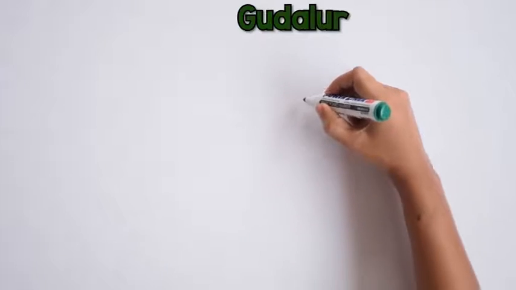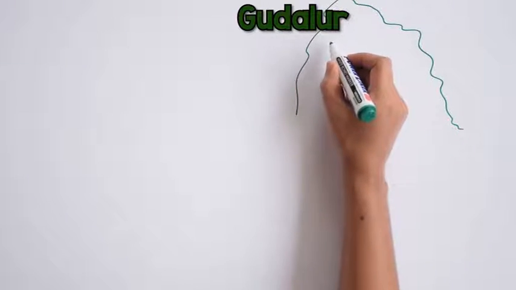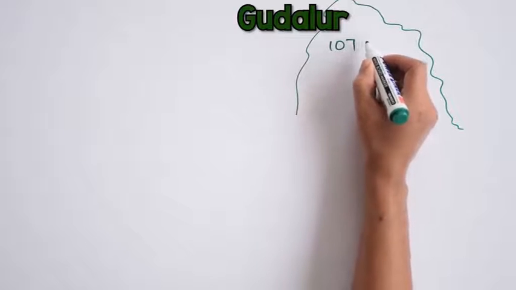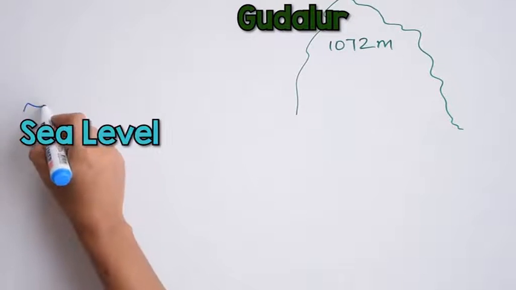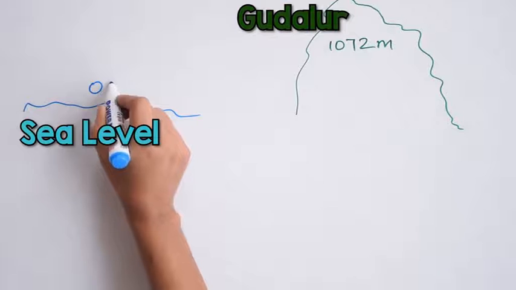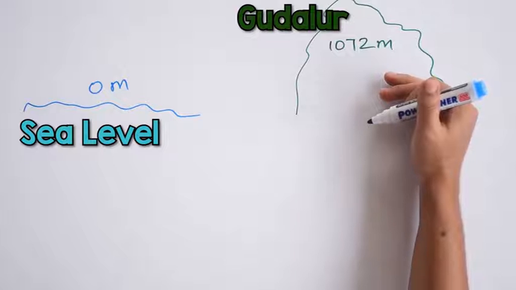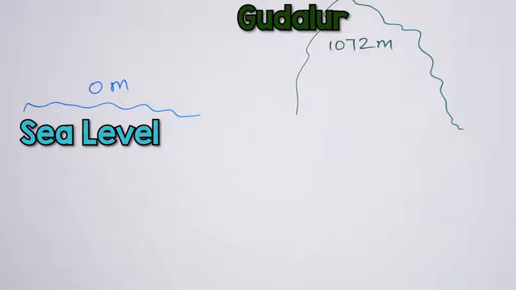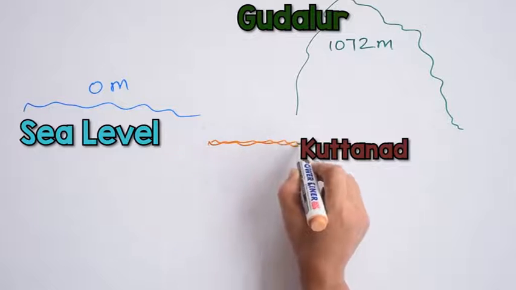First, we live in the Gudlur town. Gudlur being on the top of a hill, it is 1072 meter above the sea level. So the sea is at a level of 0 meter and we are 1072 meter above the sea level. But you might have also heard of a place called Kuttanad in Kerala, which is below the sea level by 3 meter.